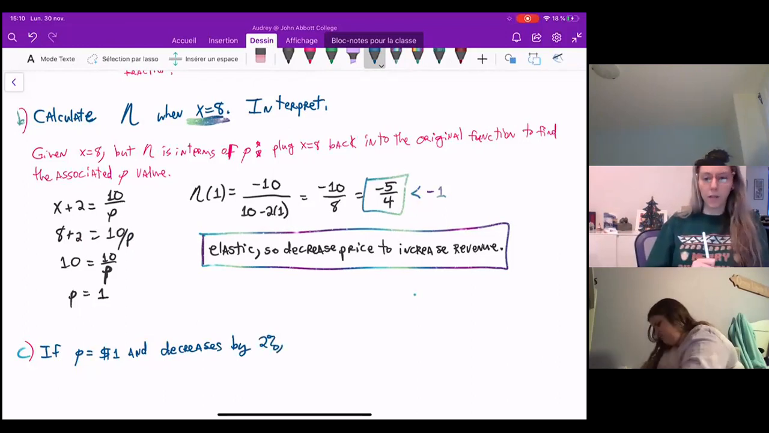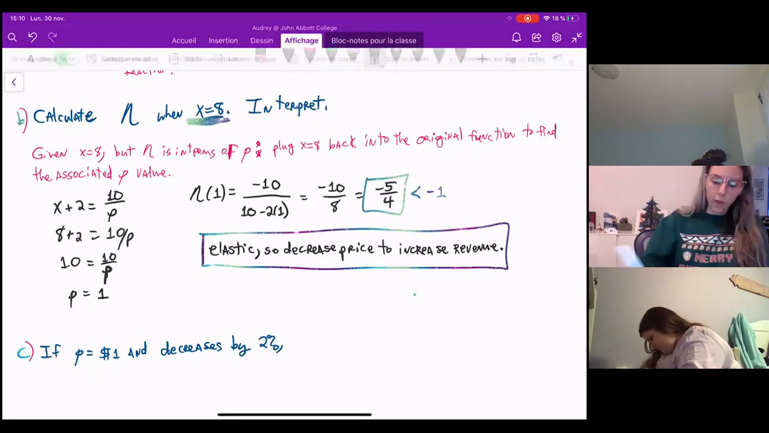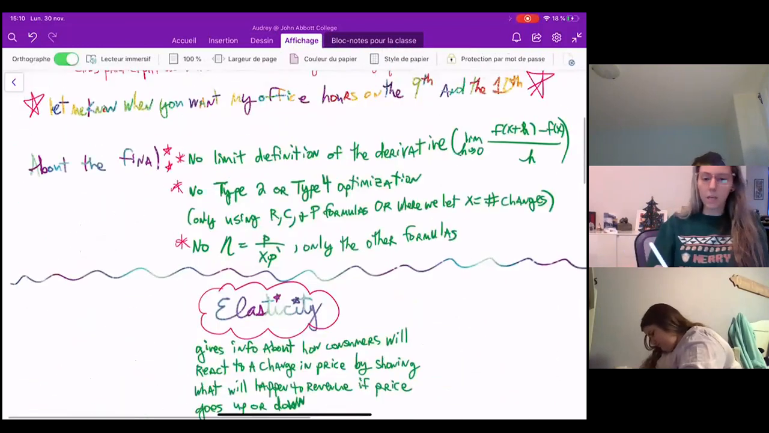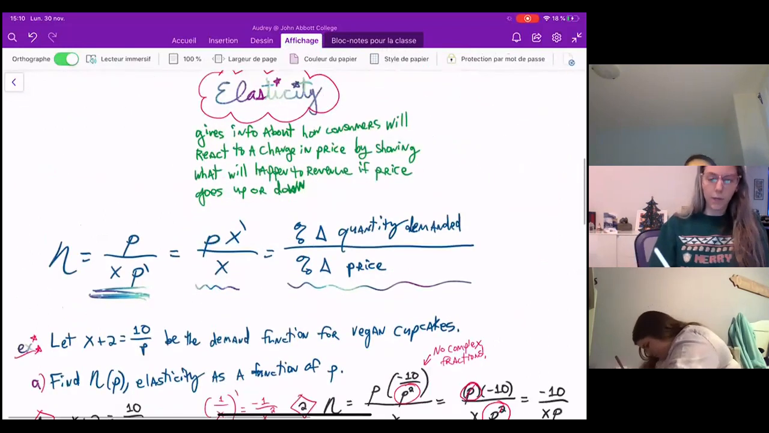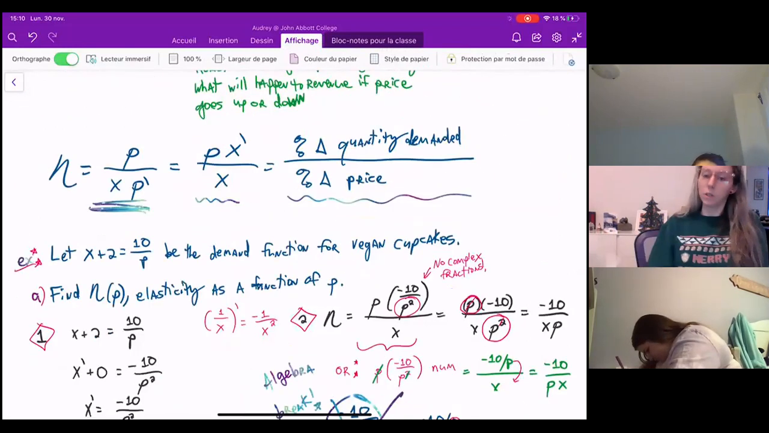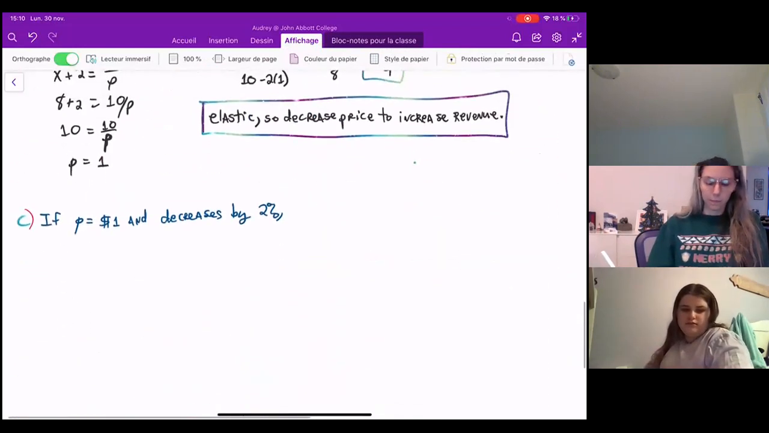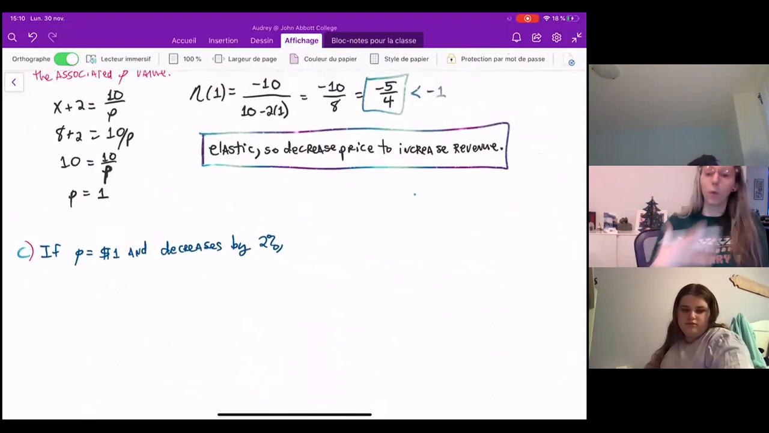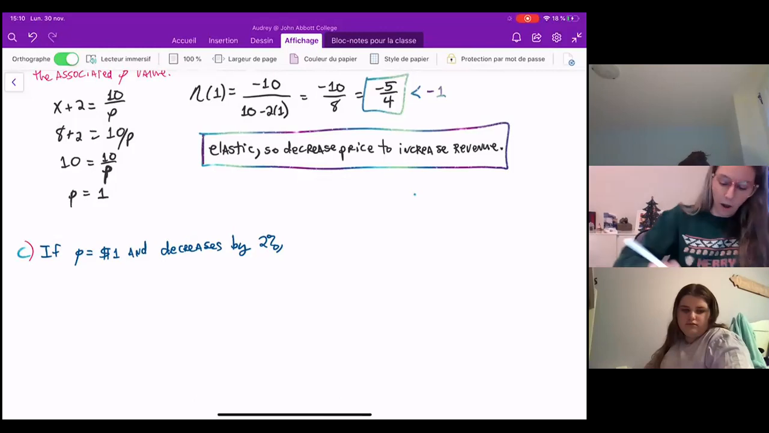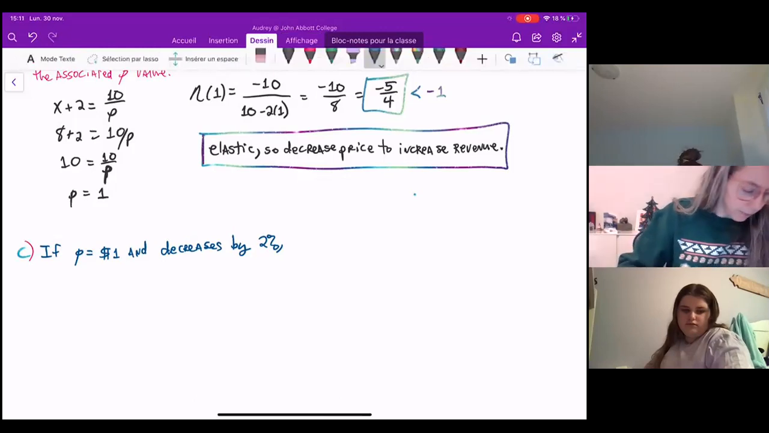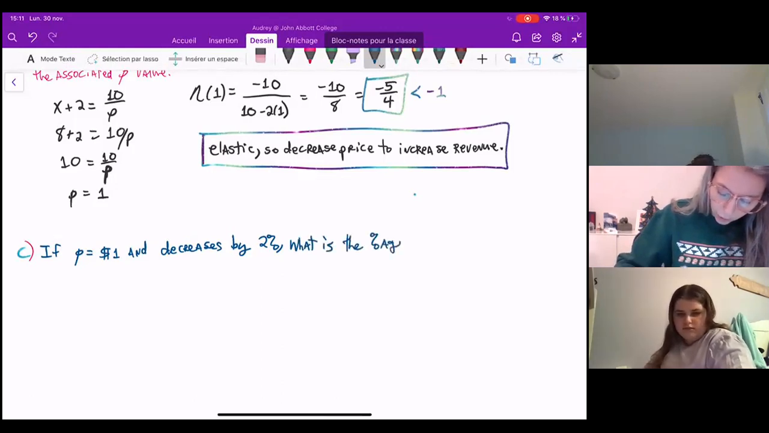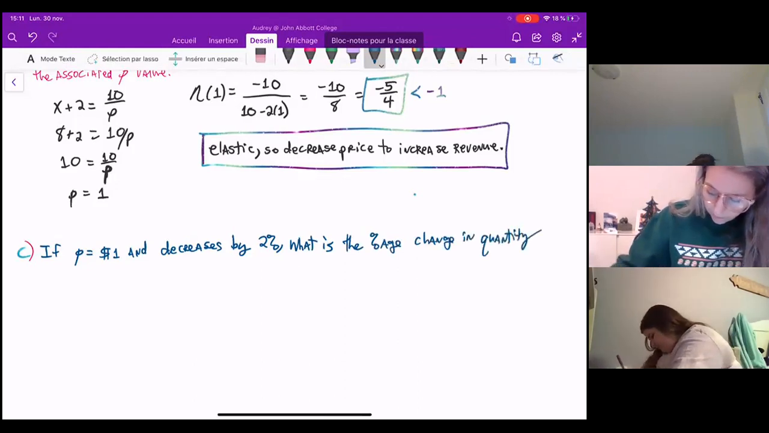No, it will be on the final, Yasmina. The one that won't be on the final is the other formula, the P over XP prime. So we used PX prime over X, and that's the formula you need to know for the final. So what we did will be on the final. And now we're using the third percentage formula, which could also be on the final. So it's only that first one that's not there. So if P is equal to $1 and increases by 2%, what is the percentage change in quantity demanded?